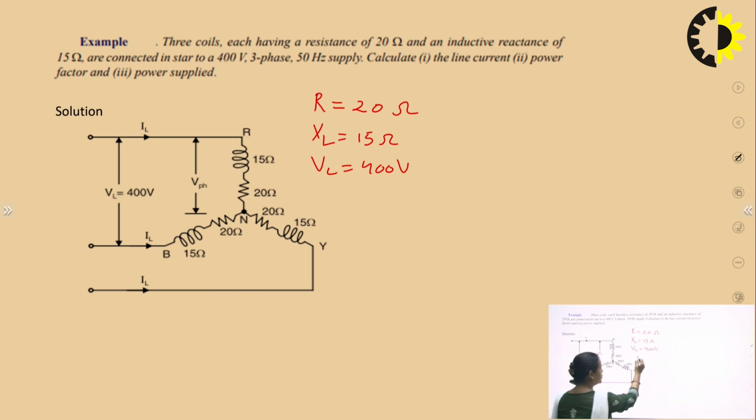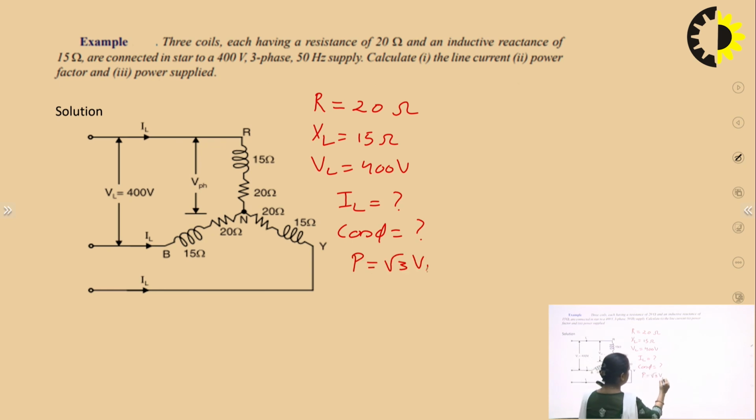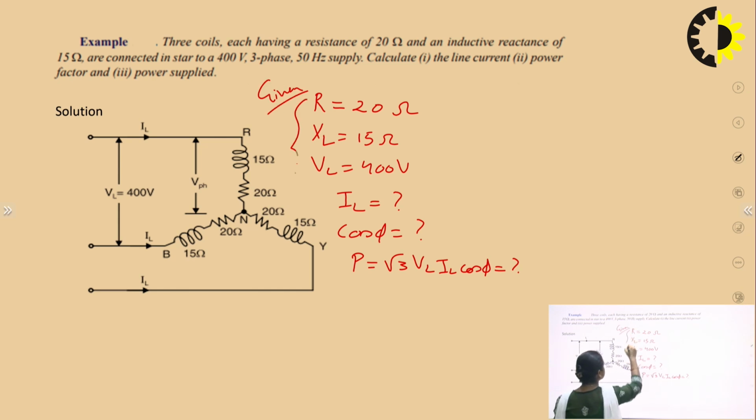Then what do you have to find? You have to find IL. Then you have to find the power factor, that is cos phi, right? And then the power supplied, that is P, which is equal to root 3 VL IL cos phi. So this you have to find, right? These are the given values and these you have to find.